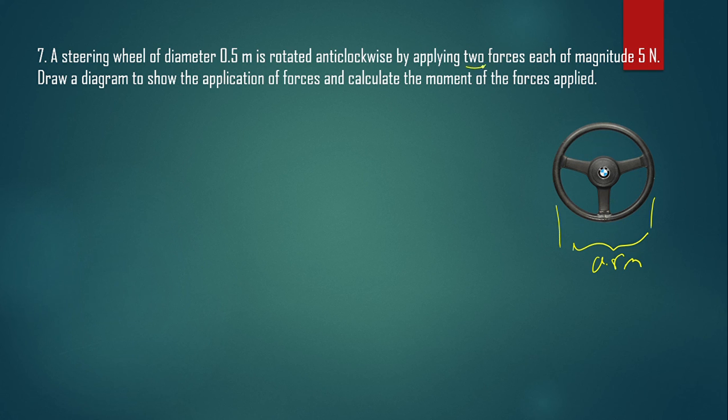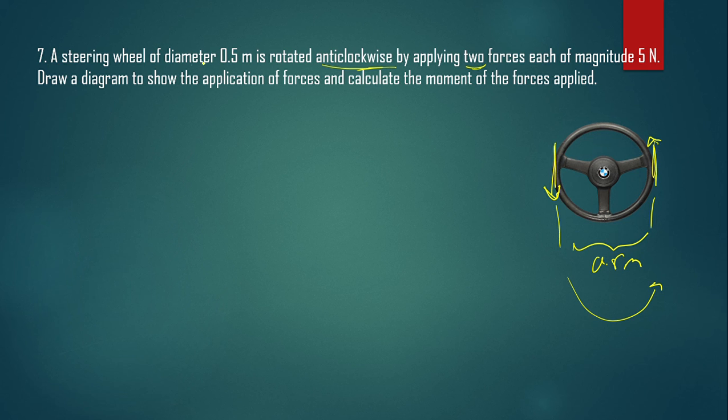The two forces are applied such that it rotates anti-clockwise. So in order to move it anti-clockwise, the forces should be this way. One would be in this direction, the other one in this direction. So it will move in an anti-clockwise direction, or you can apply force in this direction and then this direction, either way, because you have to draw it. It will generate an anti-clockwise movement.